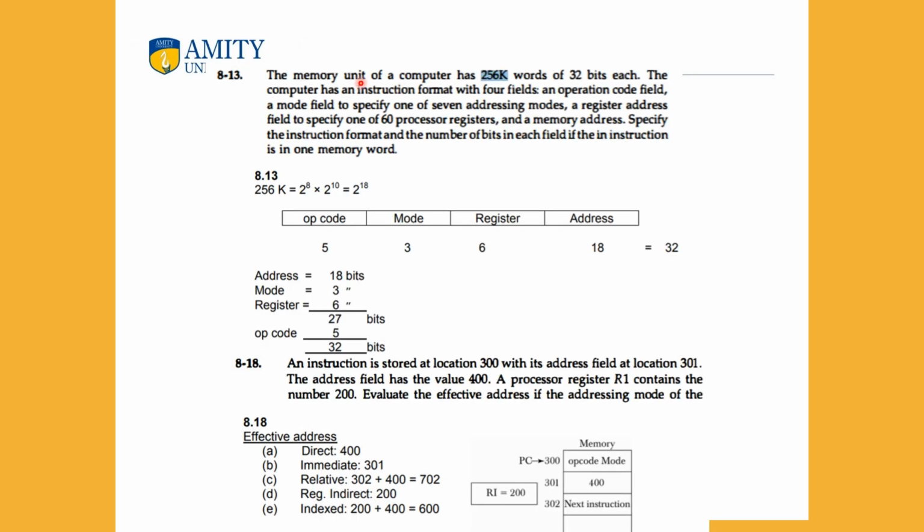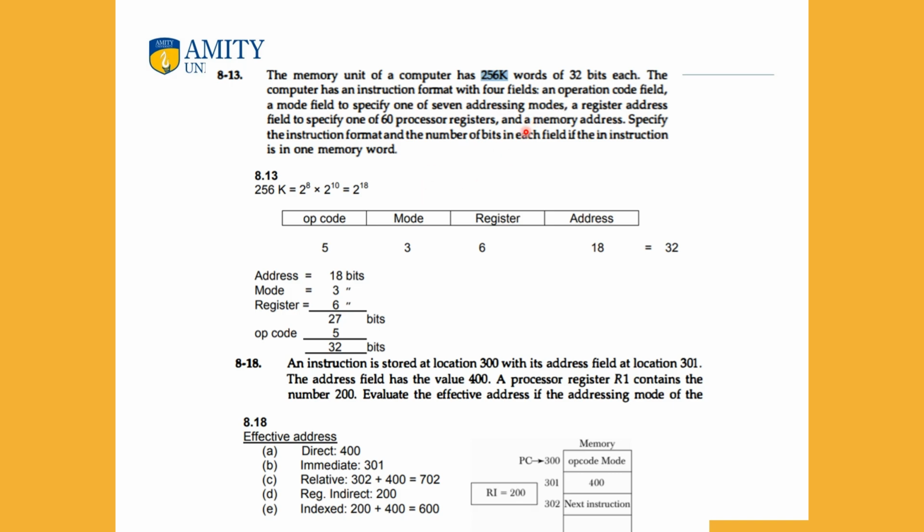Again, this computer has a memory unit with 256K words. Since it has 256K words of 32 bits each, we can find that 2 to the power 18 gives our address lines, so 18 address bits. The computer has an instruction format with 4 fields. It is mentioned that there is an operation code and a mode field, where the mode field specifies one of 7 addressing modes.